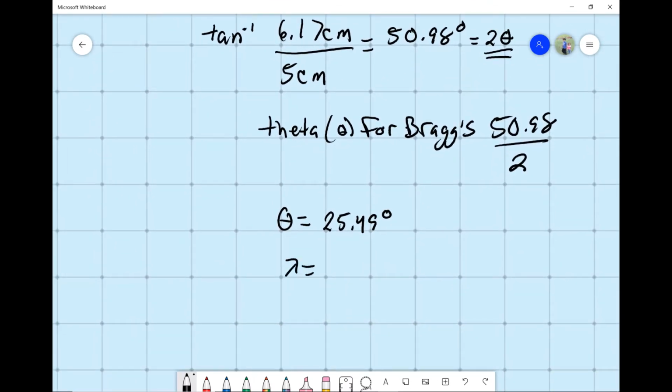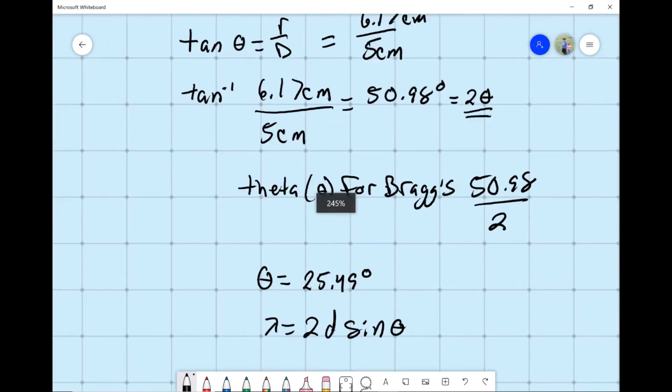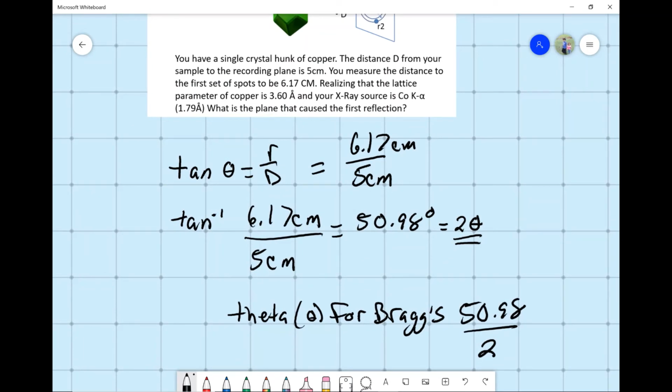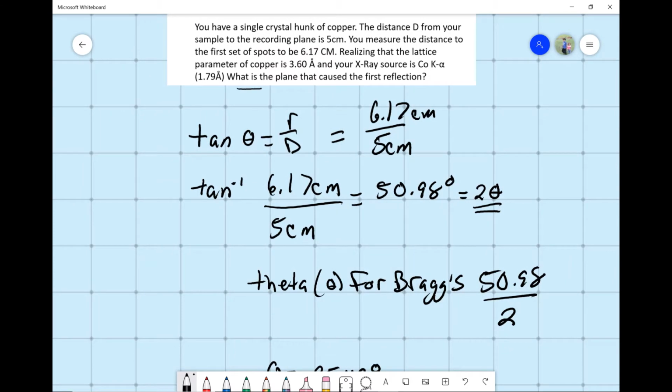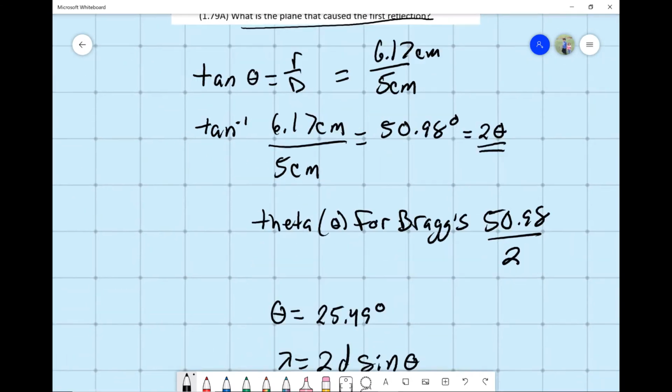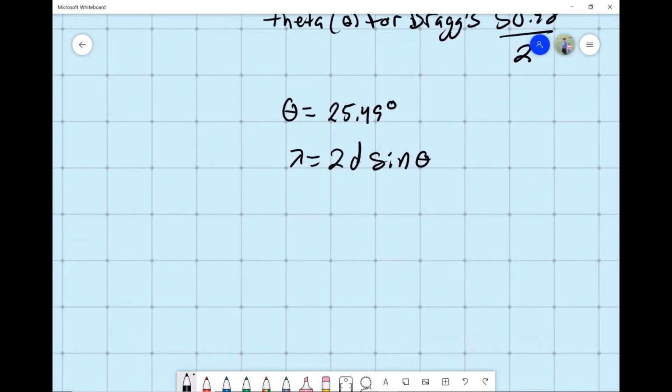And so lambda equals 2d sine theta. And we're trying to figure out which plane caused this first reflection. That's what's being asked of us. And we know lambda equals 2d sine theta. We were told that we're using cobalt K alpha, and that's 1.79 angstroms, and so that's going to be our lambda. And so now we're going to solve for d.